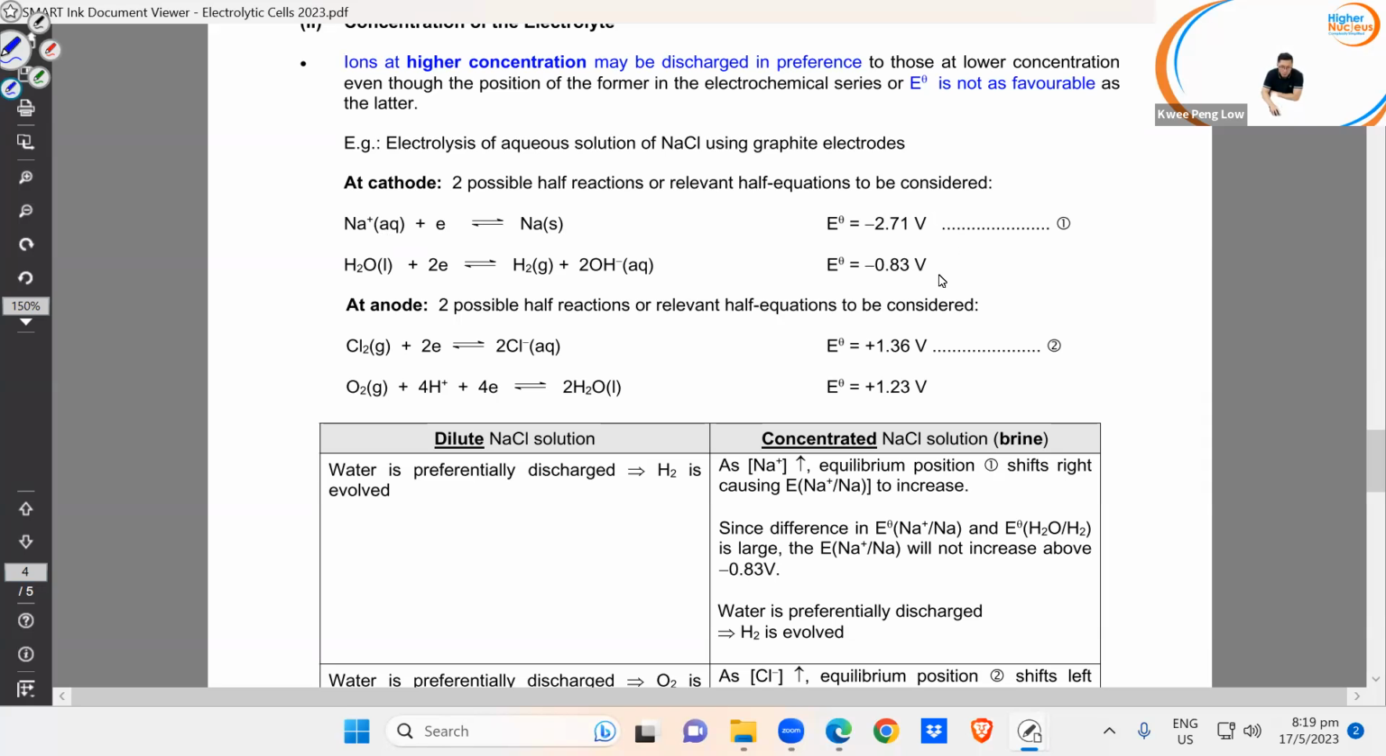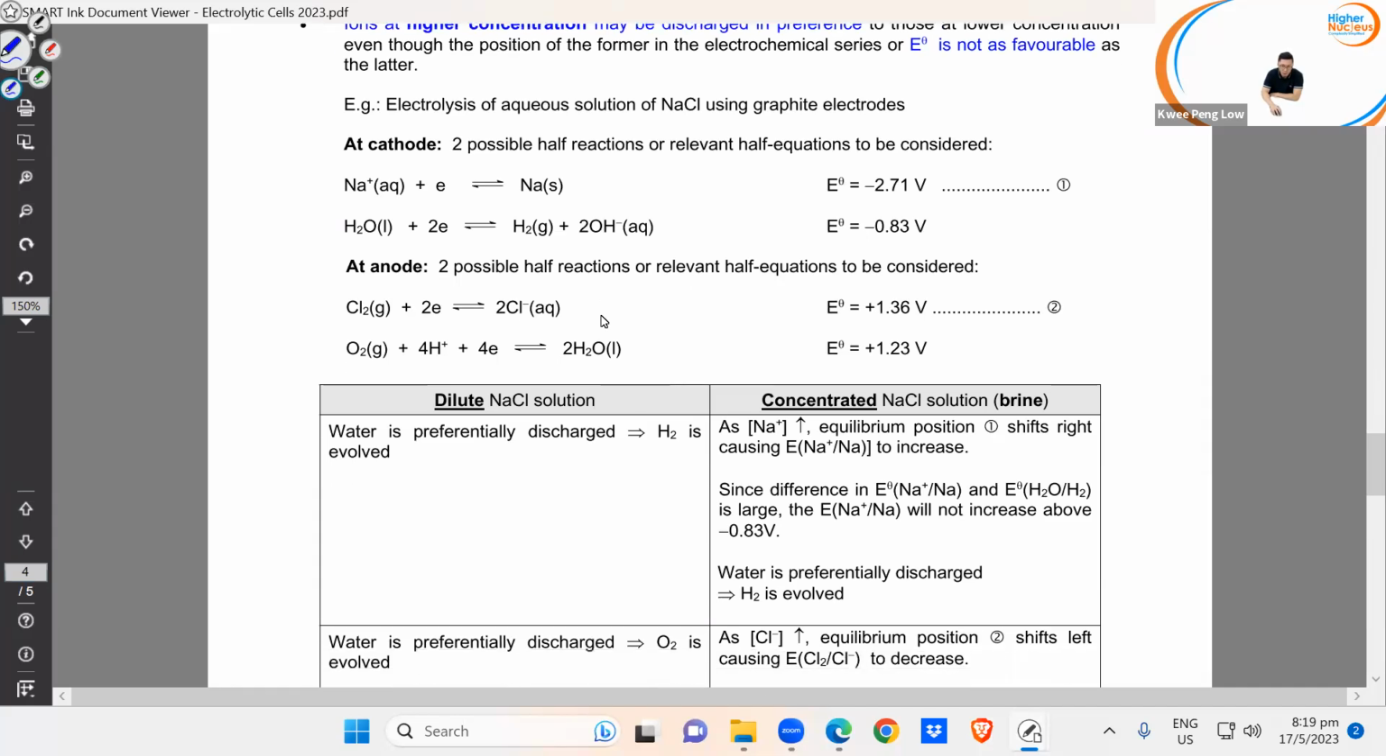So whether you electrolyze dilute sodium chloride or concentrated sodium chloride, at the cathode, it is always water that gets reduced to form H2 gas, because the difference between these two values is too big. So concentration plays no part. Okay. Now, how about the anode?